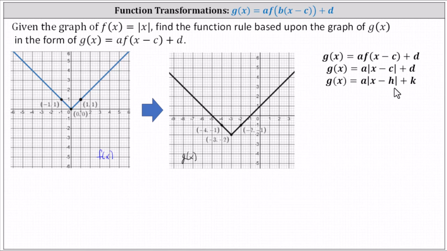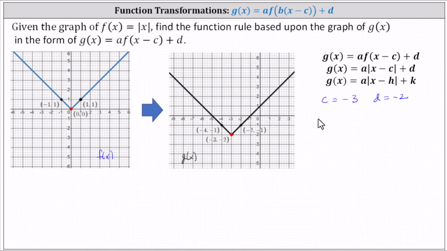To begin to determine the function rule for g of x, let's track the vertex. Notice the vertex on f of x is 0, 0, and the vertex on the graph of g of x is -3, -2. This indicates the graph has been shifted left 3 units and down 2 units. The shift left 3 units indicates c is equal to -3, and the shift down 2 units indicates d equals -2.